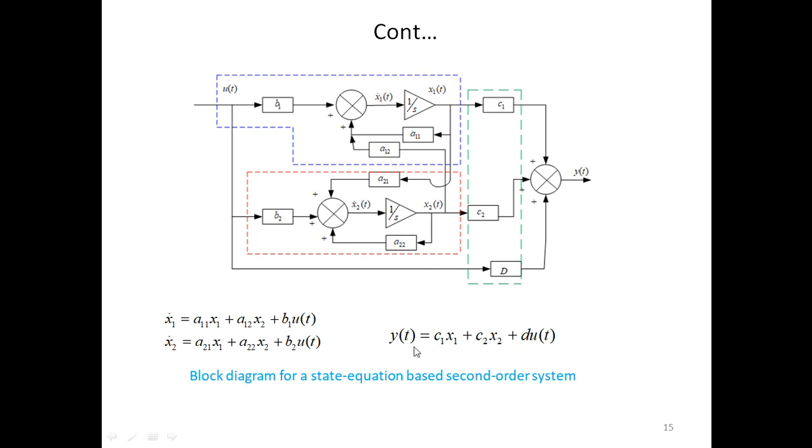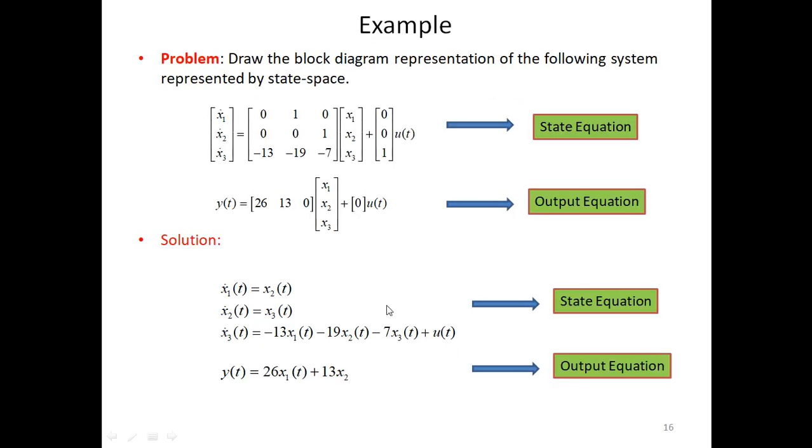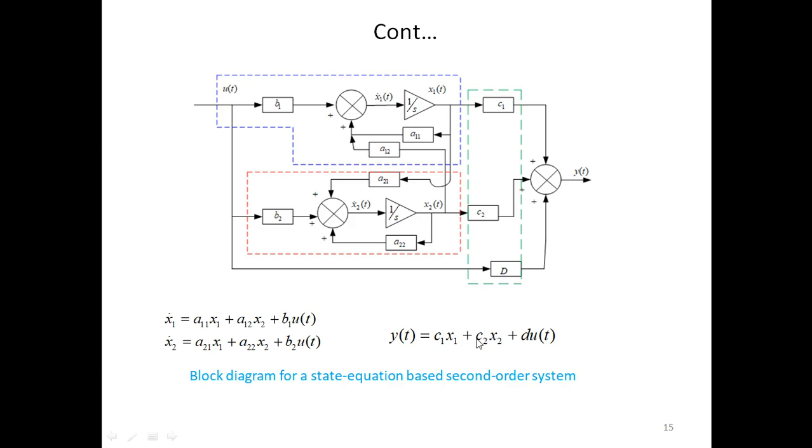Now considering the output equation, yt is c1 x1 plus c2 x2 plus d ut. For c1 x1, x1 is sensed and multiplied by the c1 block, so c1 x1 is here, plus c2 x2 is here, plus d ut. So d ut is this one. This particular part represents the output equation. So this is the general block diagram representation for a system represented in a state space model.